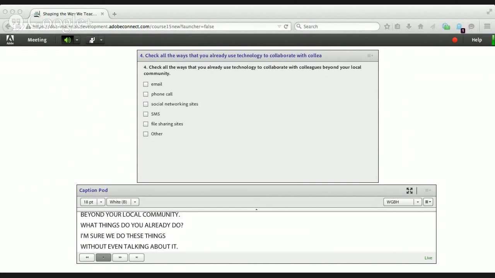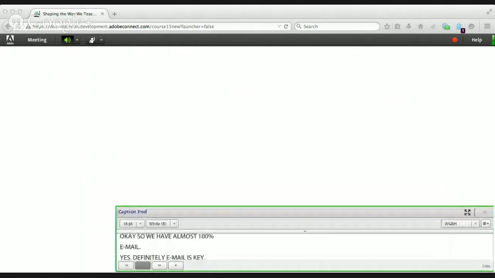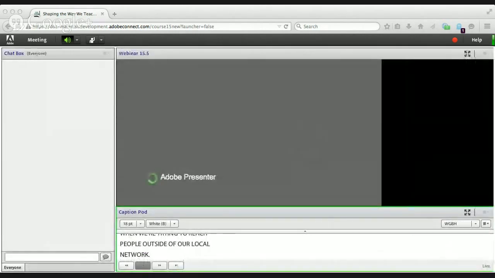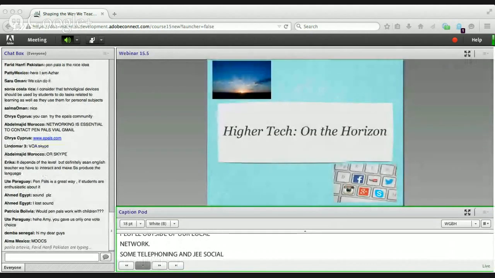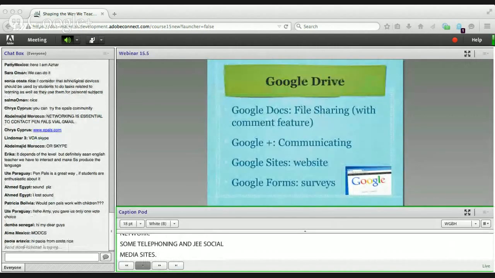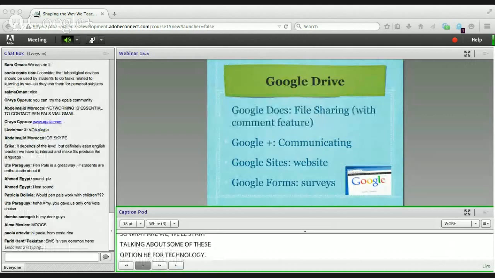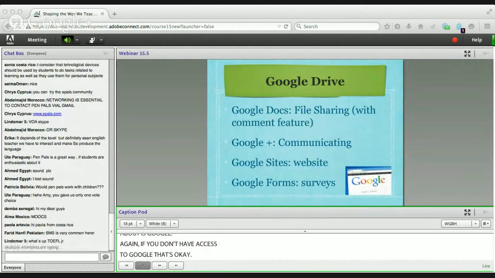Okay, so we have almost 100% email. Yeah, definitely email is key, I'm sure, for a lot of, when we're trying to reach people outside of our local network. Some phone calls and definitely social networking sites. Okay, great. And some file sharing opportunities too. Excellent. So we're going to start to talk about some of these options for technology. The first thing that I'd like to talk about is Google. And again, if you don't have access to Google, that's okay. There's ways to replicate these activities and opportunities through email or maybe other file sharing sites.